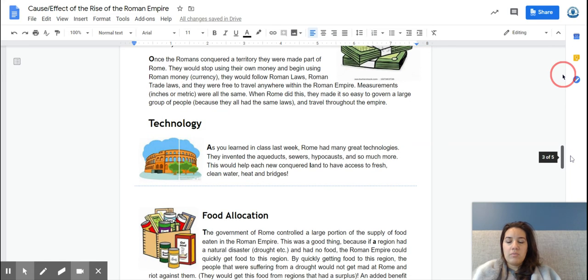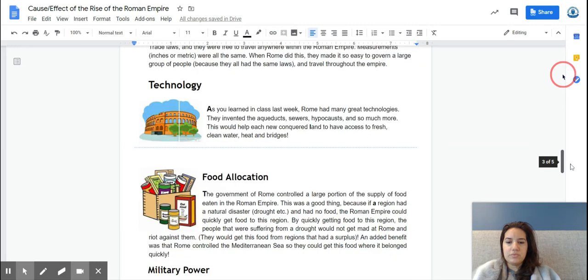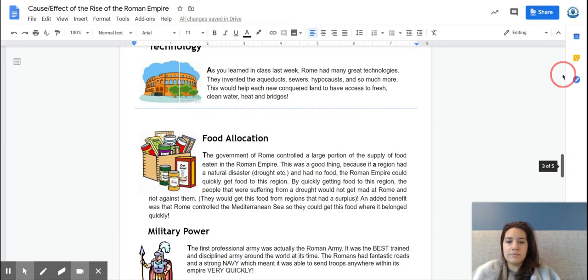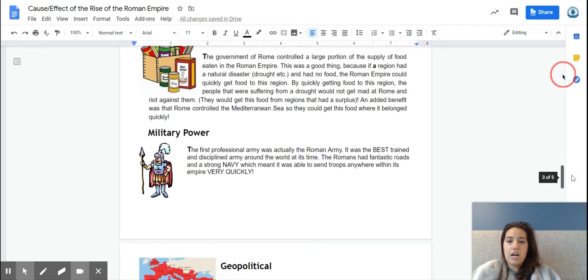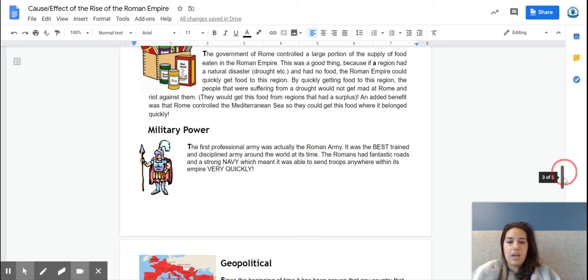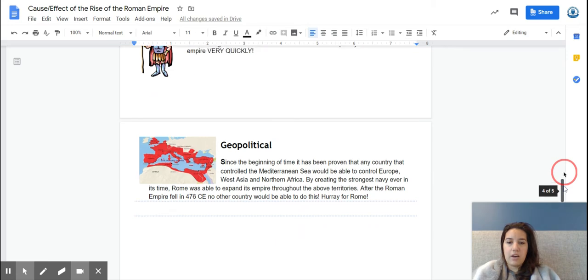We have improvements in technology, food allocation, meaning how and where they got their supply of food. Here we have reiterating military power. And then last but not least, we have geopolitical. So their strength politically and where it occurred geographically. So geopolitical is a combination of both geographic and political together.